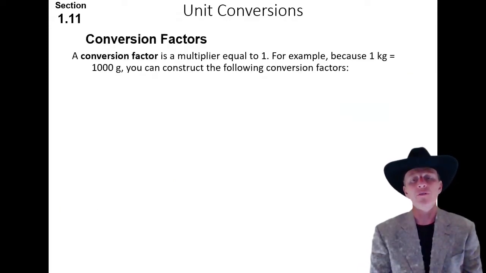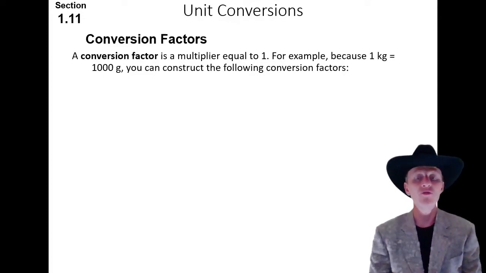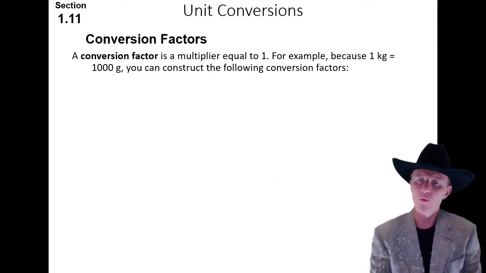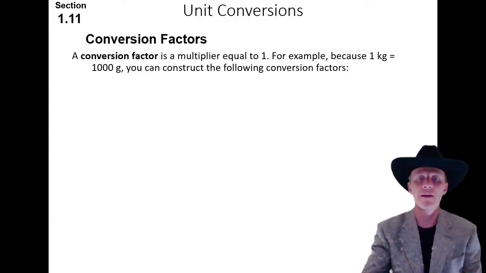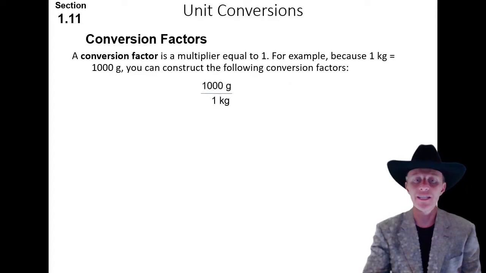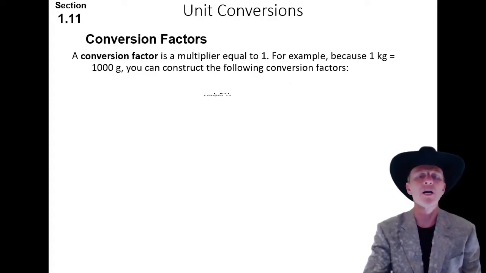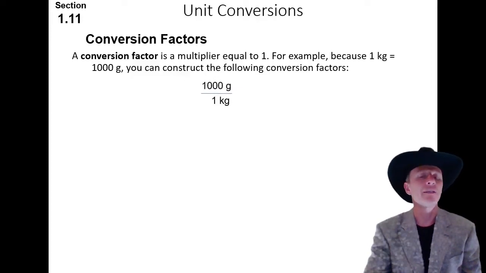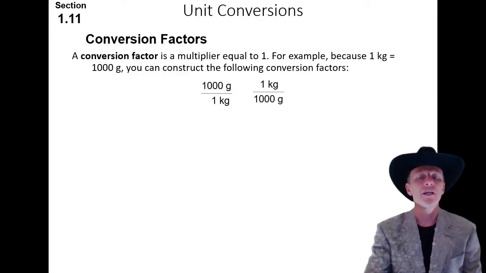All right, to get to the more complicated unit conversions, we're going to talk about conversion factors, and we're going to use them to convert more difficult quantities. A conversion factor is a multiplier equal to 1. You can name any two things that are equal, like 1 kilogram is 1,000 grams. If you made a fraction out of those two things, it doesn't matter which one's on top or which one's on the bottom, the value of that fraction would be equal to 1, and we call that a conversion factor. Even if we flipped it to its reciprocal, it would still be a conversion factor.